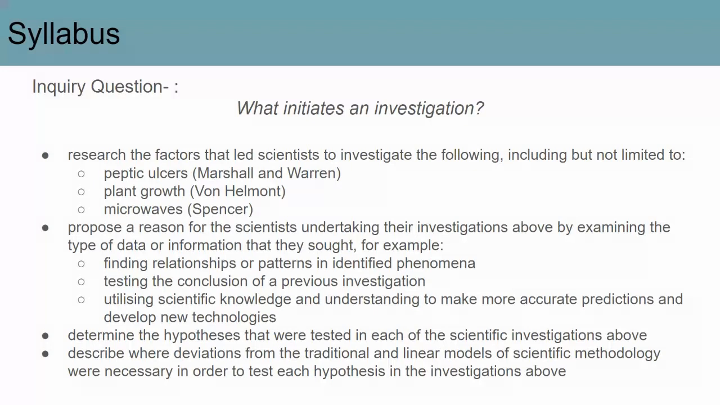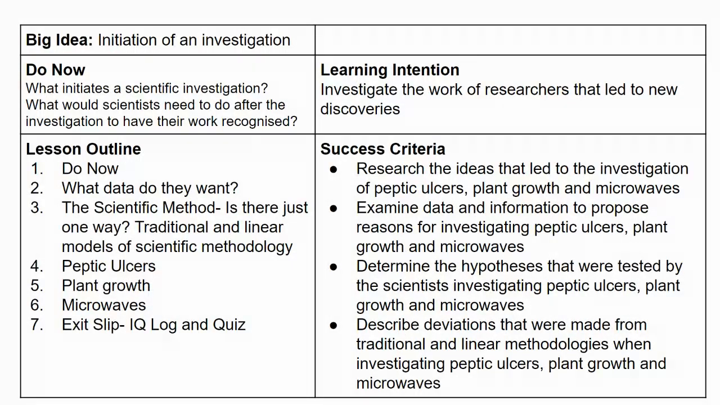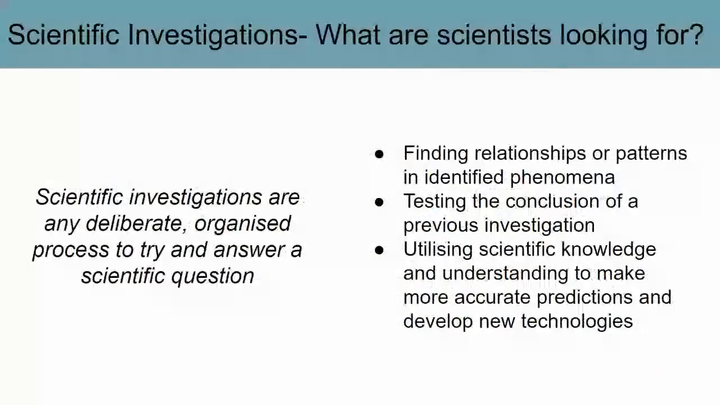We're going to be looking at how the scientific method is not necessarily traditional and how many follow something that is not a linear model. And we're going to be looking at what scientists are looking for when they're undertaking investigations. So we're going to investigate mainly the work of these researchers that led to some new discoveries, mainly looking at those three that we've mentioned previously, with a few practical activities in the classroom as well.